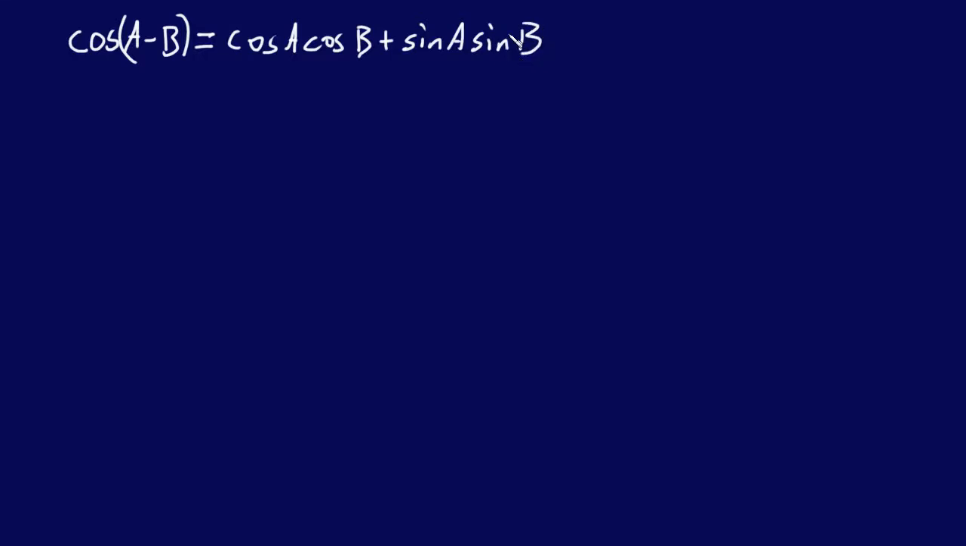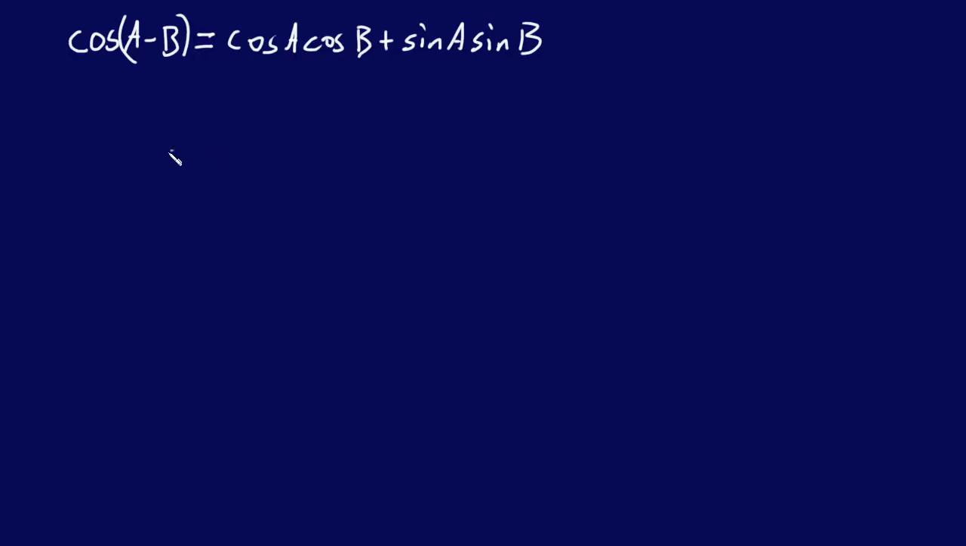Okay, we're going to do a proof today on the distance formula for cosines, and that formula is cosine of the quantity a minus b is equal to cosine a cosine b plus sine a sine b. And the way we do this proof is we actually start with the unit circle.